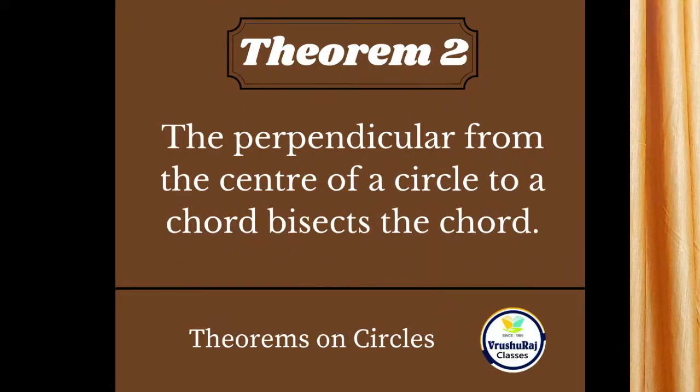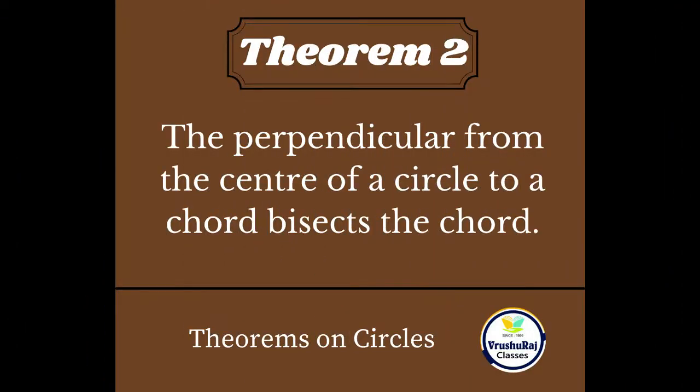Now what is this theorem number 3? Theorem 3 says that the perpendicular from the center of a circle to a chord bisects the chord. What is the meaning of this? If we draw a perpendicular from the center of this circle to the chord, that perpendicular line bisects the chord. Theorem is quite simple but important. So let's start with this theorem.